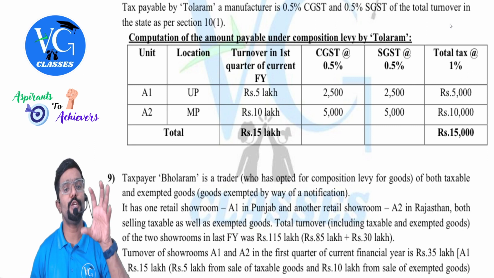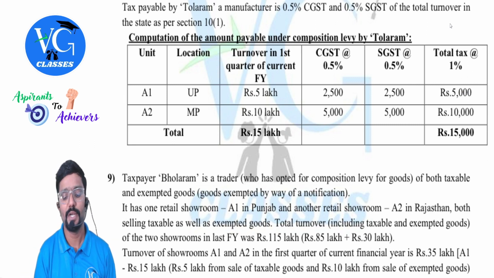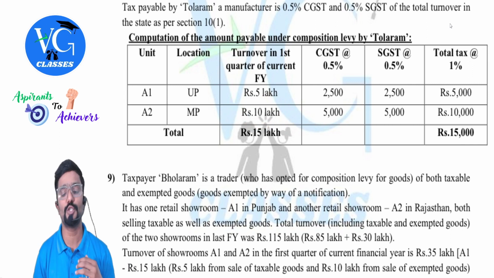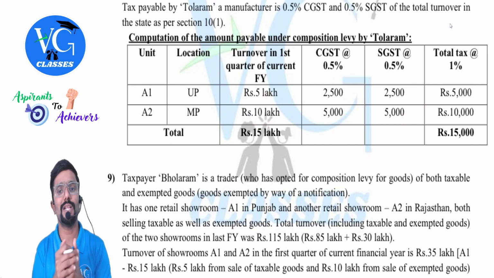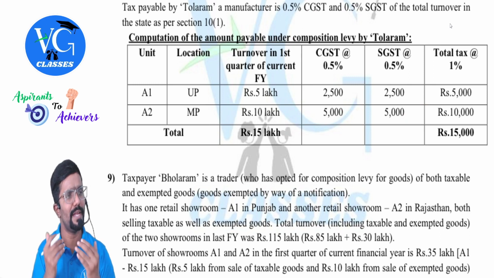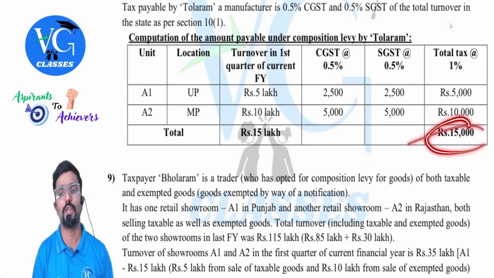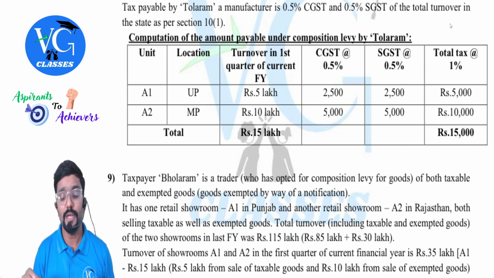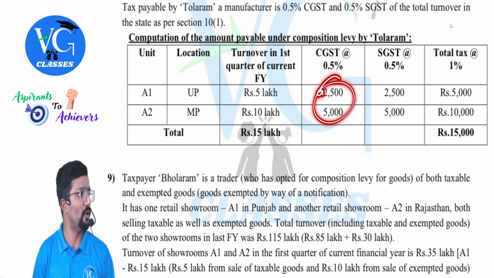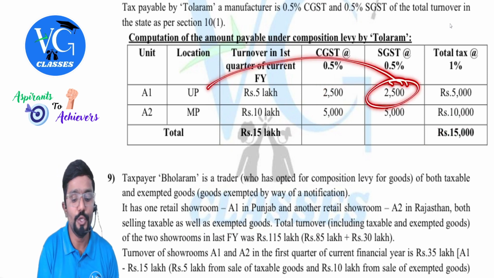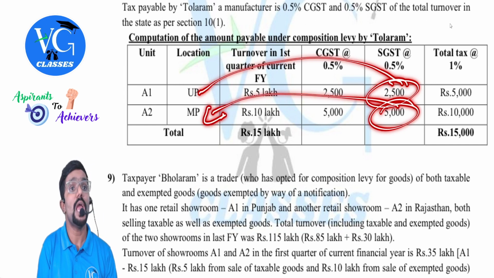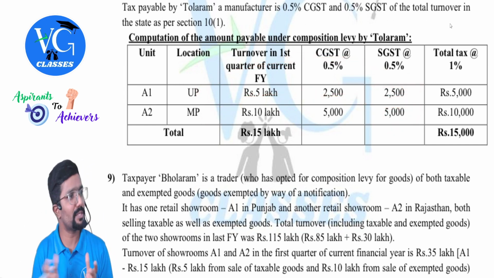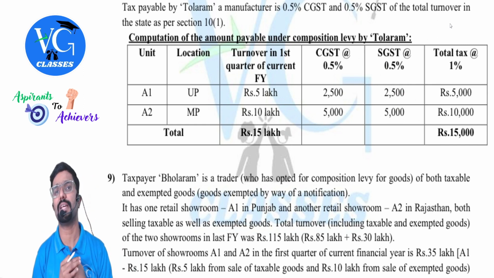Coming to A2, that is MP, Madhya Pradesh, 10 lakh. On that 0.5, 0.5 comes to 5,000 each. Total comes to 10,000. So, what is the total GST to be paid to the government in the first quarter? 15,000, that is 5,000 plus 10,000. And please be careful. This amount goes to the Central government, whereas this amount goes to UP, and this amount goes to MP, that is Madhya Pradesh, because they are SGST. I'm just telling you for your better understanding.